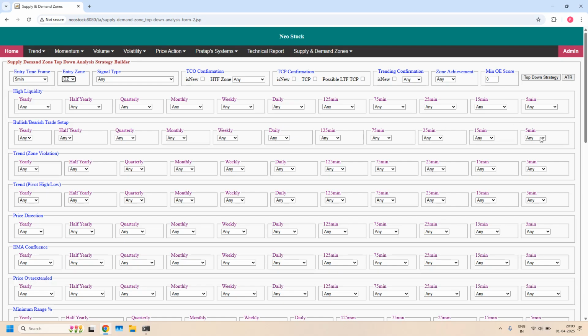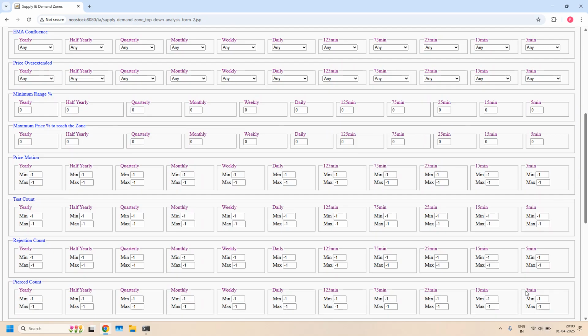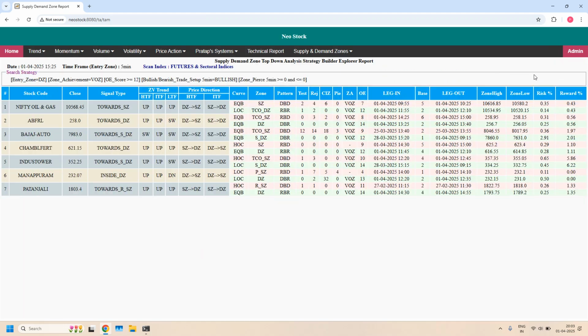Bullish or bearish trade setup at 5 minutes, I am selecting bullish. Zone achievement VOZ, minimum order enhancer score 12. And also the 5 minutes demand zone should not be pierced. So at 5 minutes time frame, minimum value 0, maximum 0. With these filters, we got 7 stocks supporting bullish trade setup for hourly income trade.